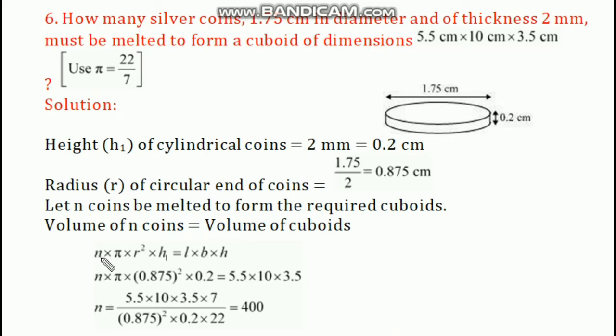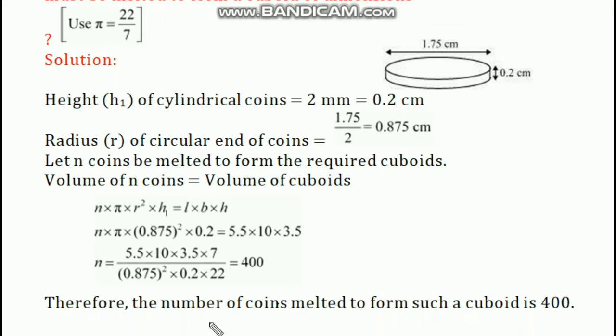So how many coins do we need to make the volume equal to the volume of the cuboid? n into pi into 0.875 the whole square into 0.2 equals length into breadth into height, that is 5.5 into 10 into 3.5. Except for n, transpose all the remaining values to the right hand side. Finally we get n equal to 400. So the number of coins melted to form such a cuboid is 400.